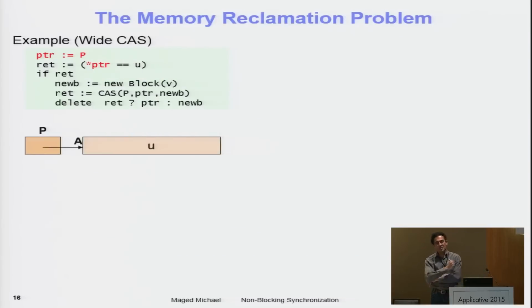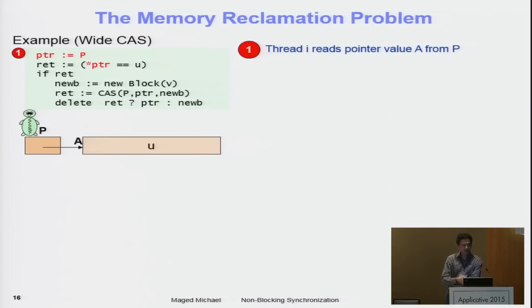All right, another problem is the memory reclamation problem. So now we're back to our running example of wide compare-and-swap, and in red is what is problematic in this piece of code. So we start by having thread I reading the pointer value, let's say A, from pointer P. So now it's pointing to a block A that has the value U, but in this case it doesn't matter.